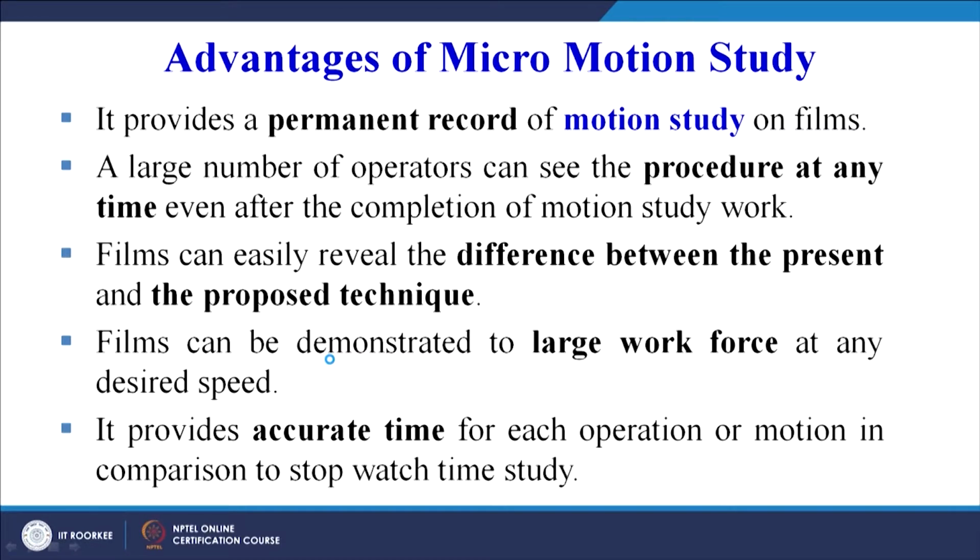A large number of operators can see the procedure at any time, even after completion of the motion study work. That is also important. It becomes a teaching aid also. You have a film recorded at a particular time when a person is not doing the work in the correct manner. We can depict that and train our people, showing that this is the place where normally people go wrong. So here you must avoid this, and you must follow the specified pattern of movements in order to be right. So our micro motion films can later be used as training aids also.